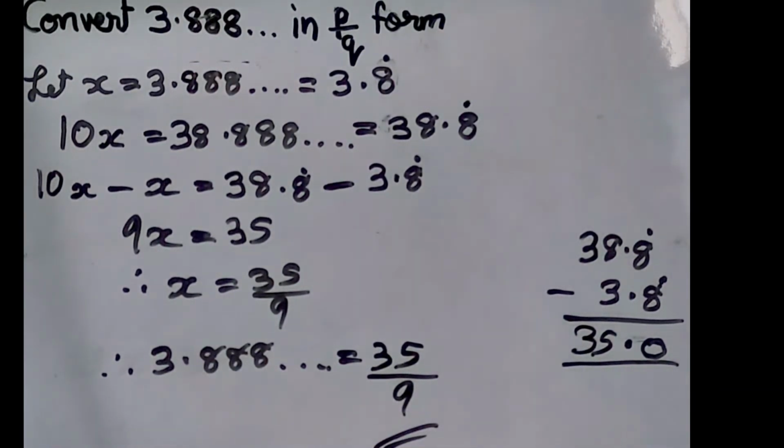Now here if you want to check whether this answer is correct or not, what can you do? You can divide 35 by 9. If you divide 35 by 9, you will get back this answer, 3 point recurring 8. So this means this answer is correct.